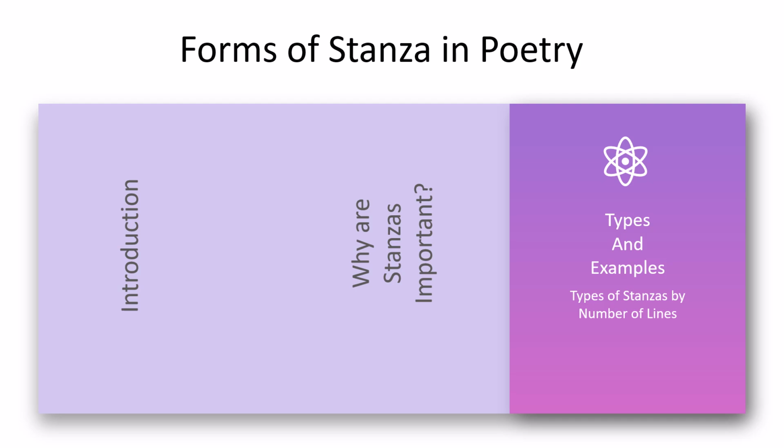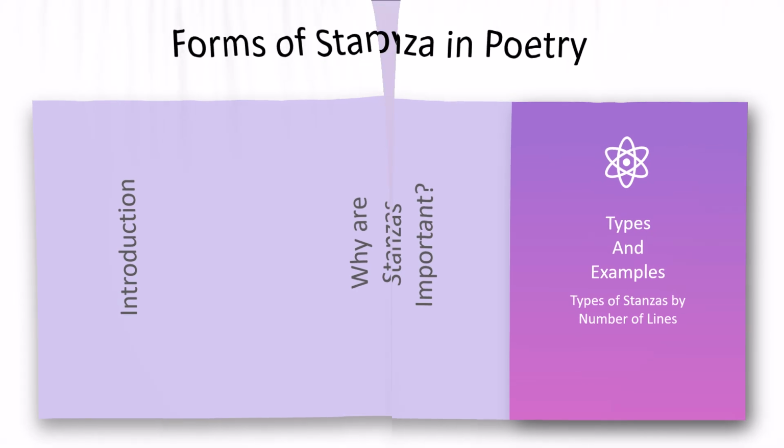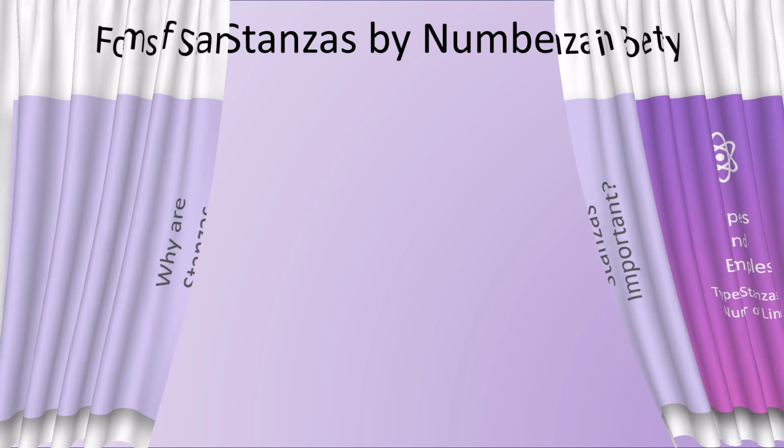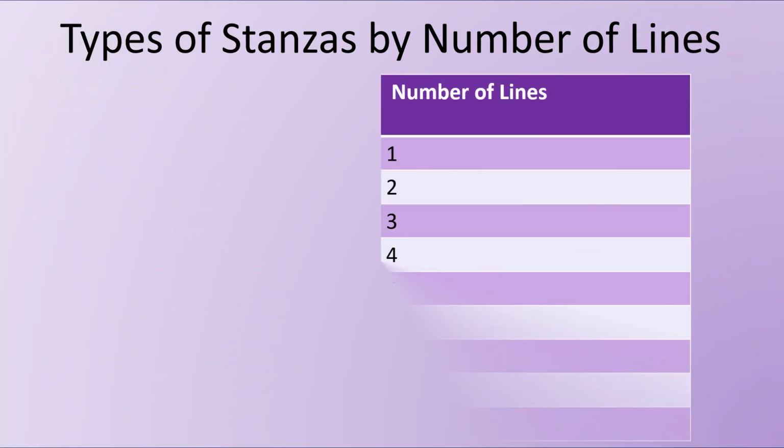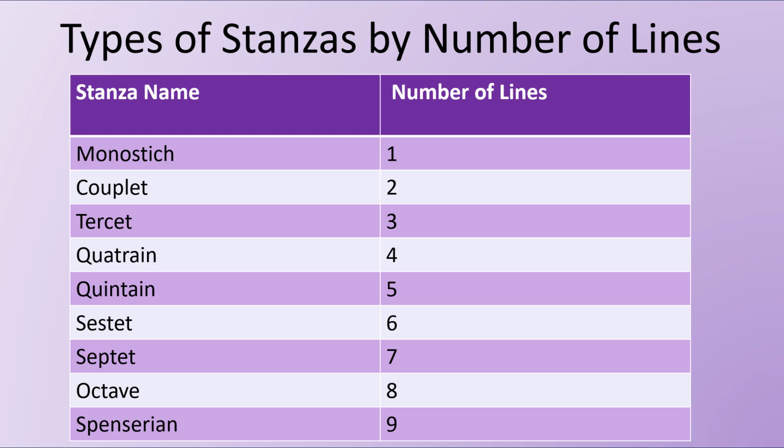Stanzas are named according to the number of lines they contain. Let's look at some of the most common forms. Here we have 9 different types of stanza, which we will discuss in this video.